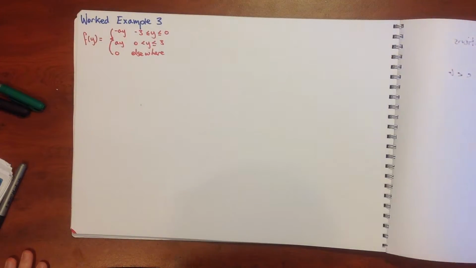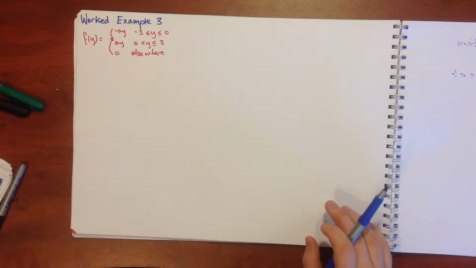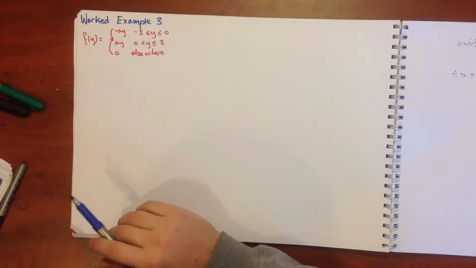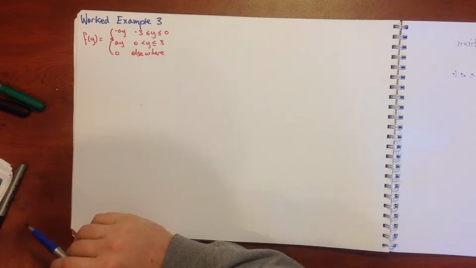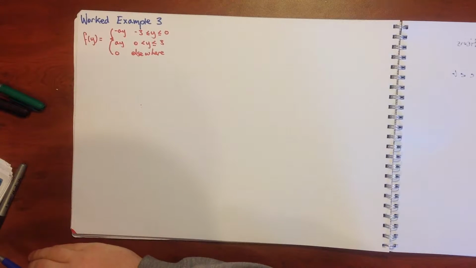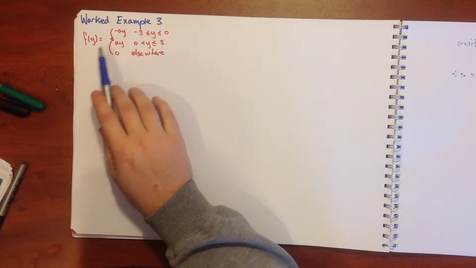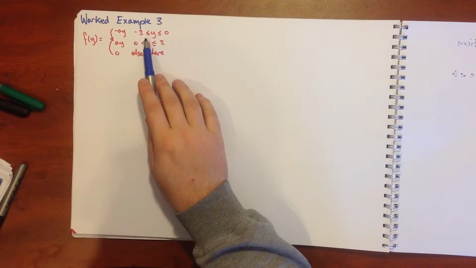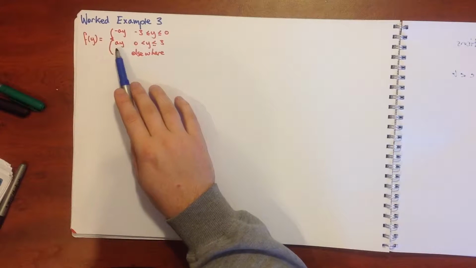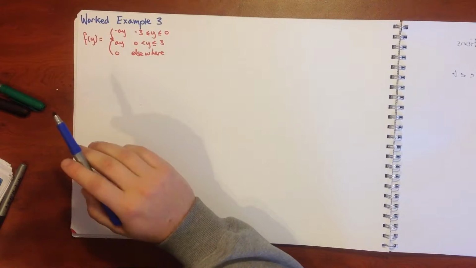So we'll just have a look at one of our worked examples, and there's only one that we've got to look at, which is worked example 3. We've got a continuous random variable y this time, which has a probability density function f of y equals minus ay between -3 and 0, and ay between 0 and 3, and 0 elsewhere.